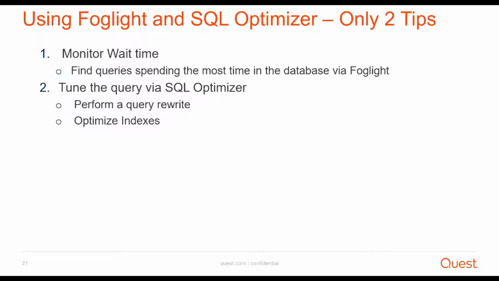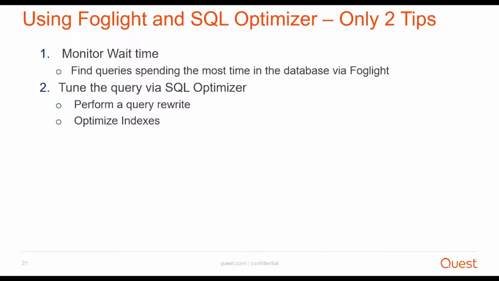Okay, there's another way to tune, and this is what I'm excited about to show you, is you can use Foglight and SQL Optimizer. There's only 2 tips you need. Tip number 1 is monitor wait time. Find those queries that spend the most time in your database via Foglight, and focus on the wait events and the baseline metrics. And then tip number 2 is tune the query via SQL Optimizer.